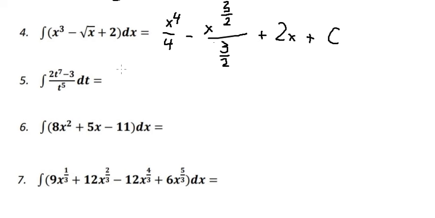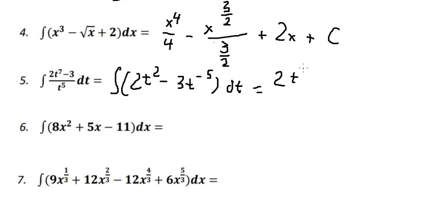This one, we simplify t to the power of 7 divided by t to the power of 5, you get 2t to the power of 2 minus 3 t to the power of negative 5 dt. This one you get 2t to the power of 3 over 3 minus 3 t to the power of negative 5 plus 1, you get negative 4 over negative 4 plus c.